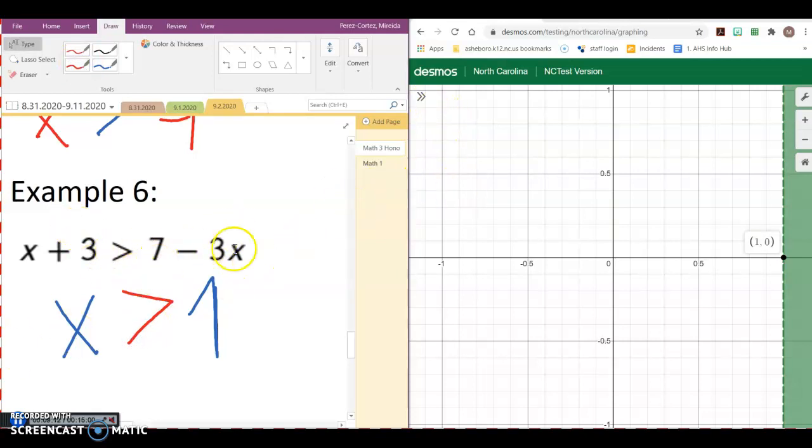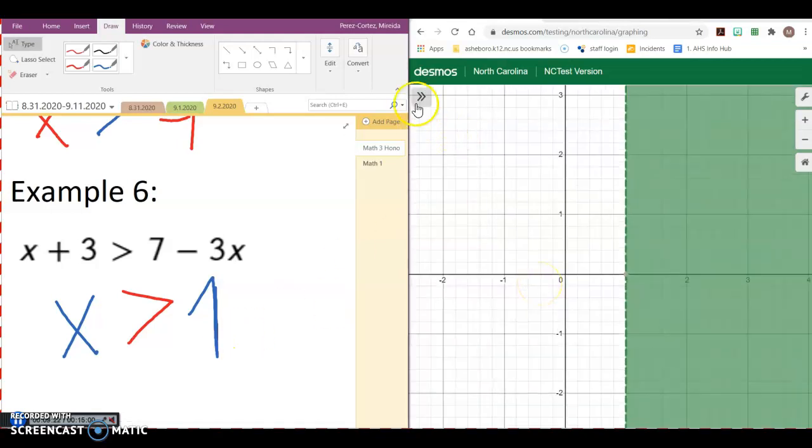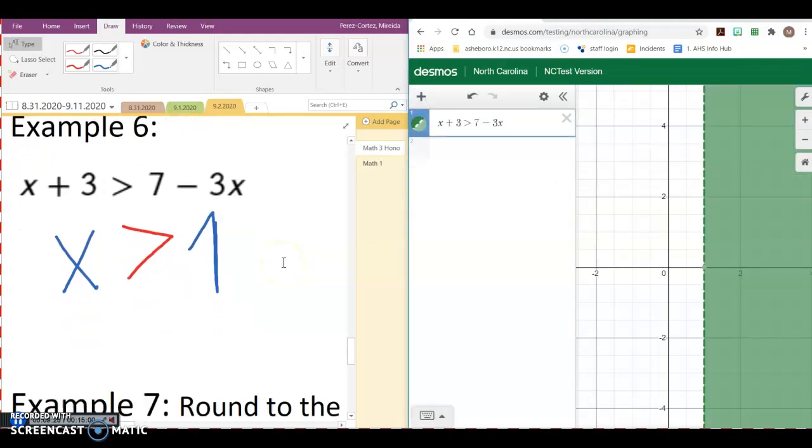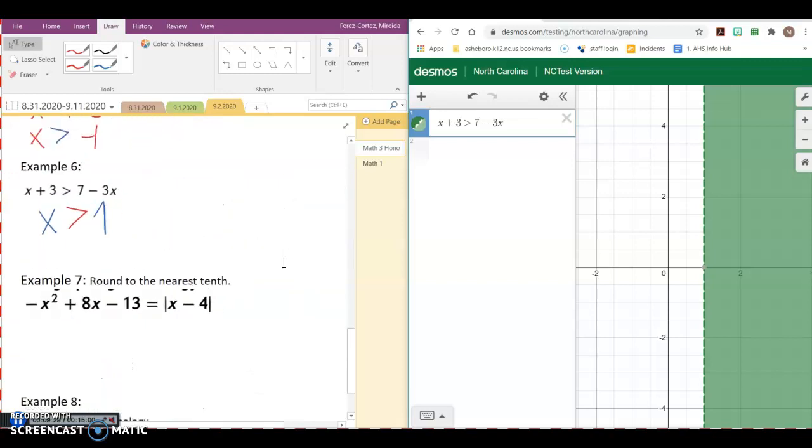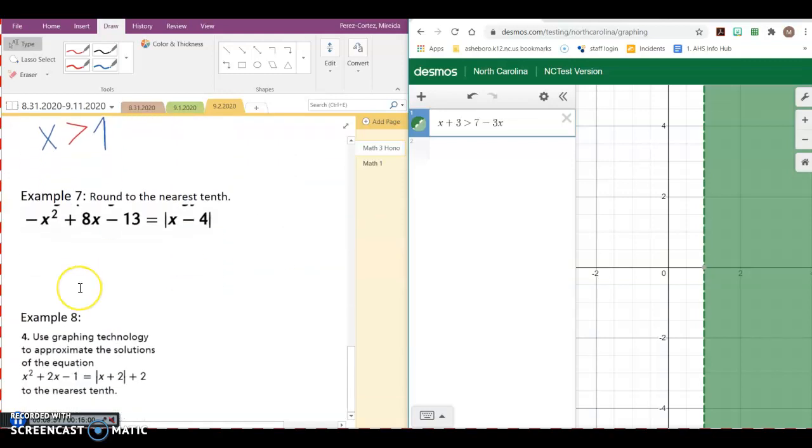And you could actually solve this one by moving the steps over, plus 3x minus 3. You could solve it that way, but using Desmos is pretty easy as well. Either way works. All right, let's try number 7. So go ahead and try number 7, maybe even number 8, and then we'll do it together.